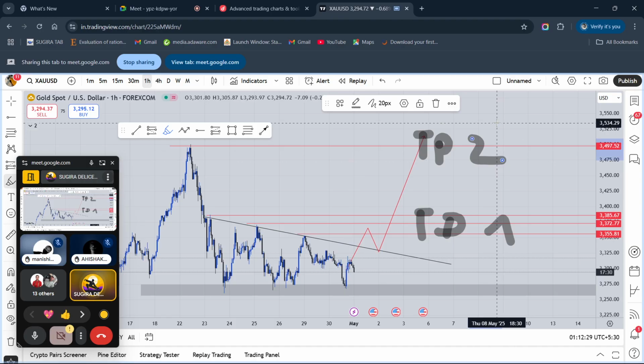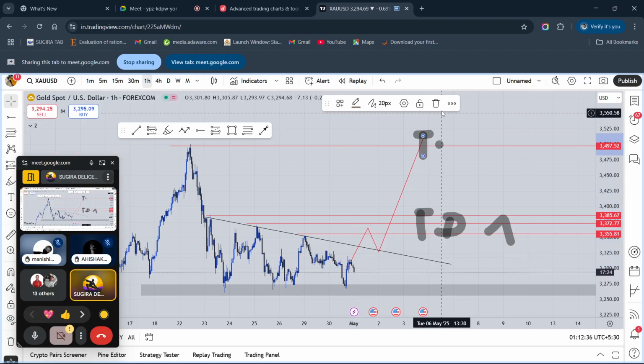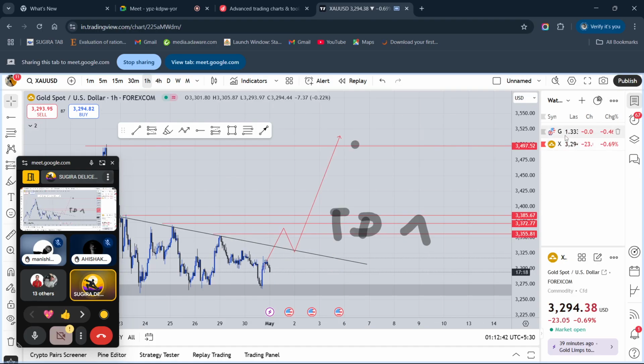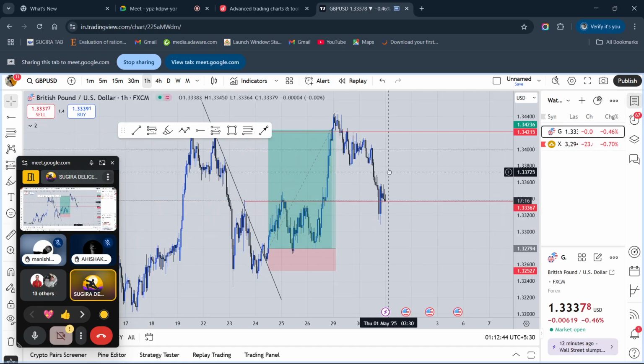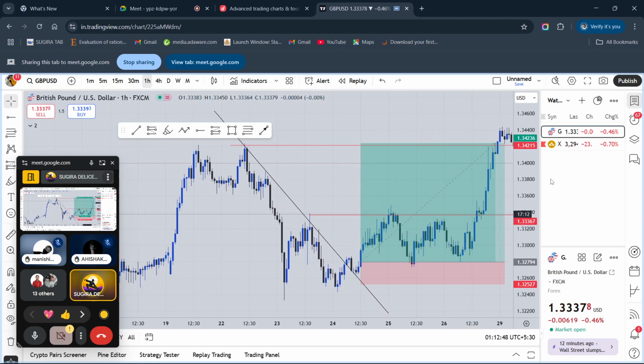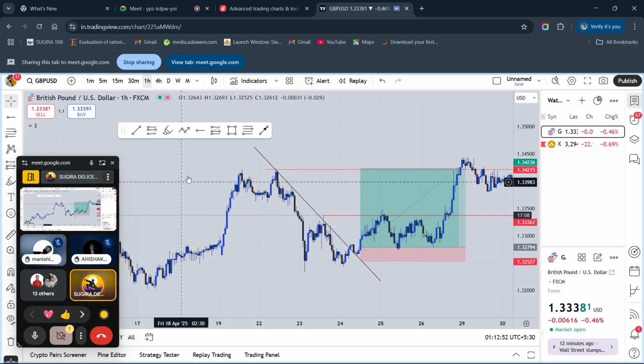Before you enter the market, you need to first of all confirm that your trade has a target. For you to understand this properly, let me show you how I took a trade on GBP USD. I confirmed this is what we have to expect to happen. This is how I analyzed GBP USD.